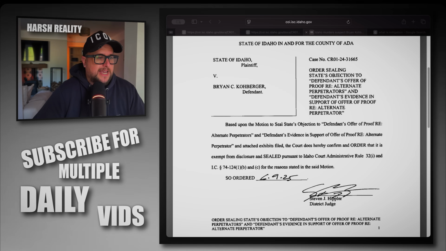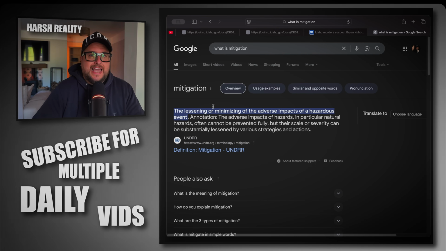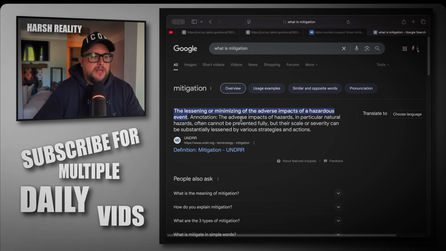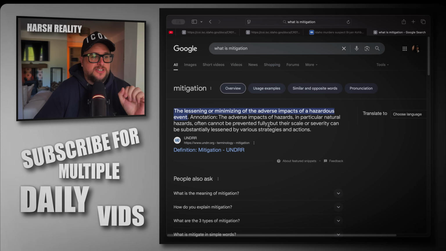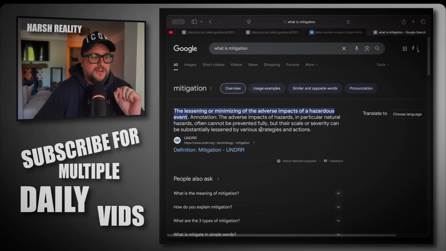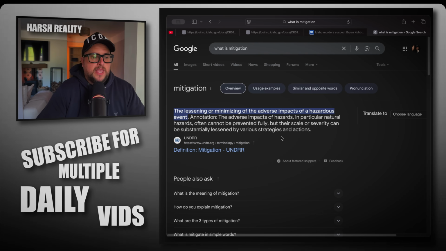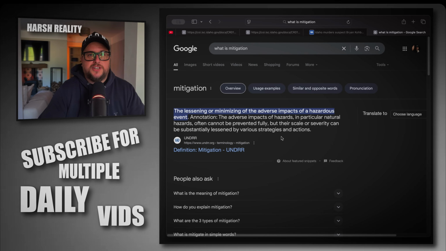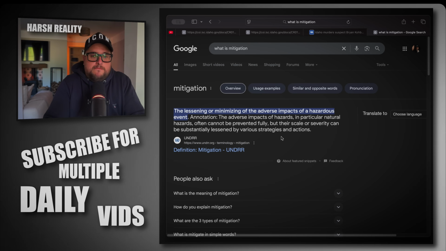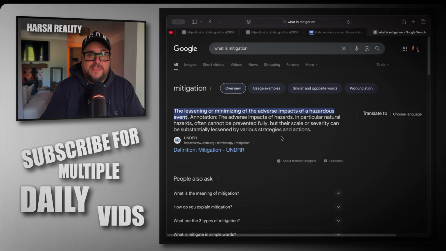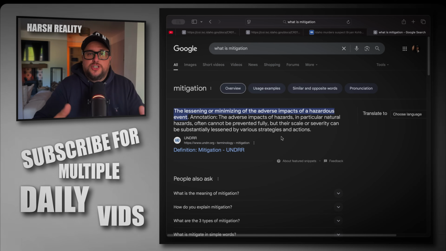But anyway, let's jump into the main point at hand, which, first of all, we just need to touch on this, right? Mitigation. What is mitigation? The lessening or minimizing of the adverse impacts of a hazardous event. Annotation: the adverse impacts of hazards, in particular natural hazards that cannot be prevented fully, but their scale or severity can be substantially lessened by various strategies and actions. So, put simply, in terms of the court procedure, mitigation is where the defense can look at things that have happened that could severely impact their process and potentially the outcome, and work in order to repair the damage that's caused, to try and explain some of it.